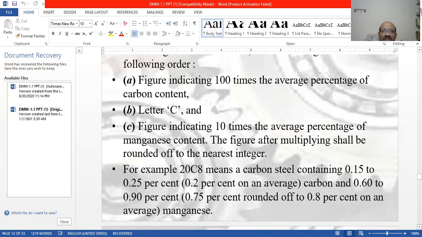Take this example: 20C8 means a carbon steel containing 0.15% to 0.25% carbon, with an average of 0.2%, and 0.6 to 0.9% manganese, with an average of 0.8%. So 0.6 to 0.9 is manganese, and 0.15 to 0.25 is carbon. That is the example.